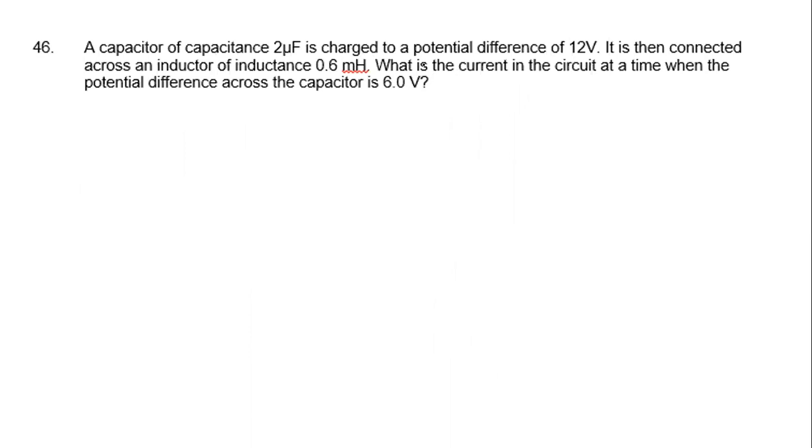Okay, the capacitor is charged to potential V. This is also an LC circuit. Let's try and visualize what is given here. So this is the capacitor connected, and this is the inductor. I need to find the potential drop across the capacitor. Initially it was 12 volts, it has dropped to 6 volts. It means I can say the charge has become equal to Q naught by 2. The charge has become half.